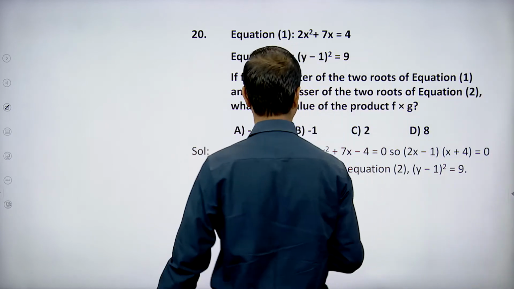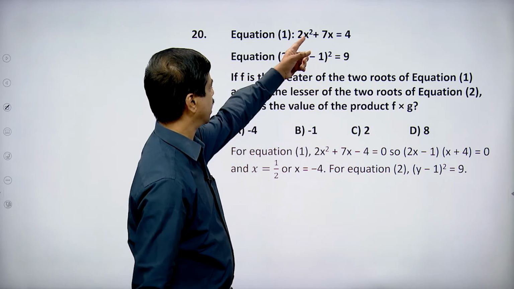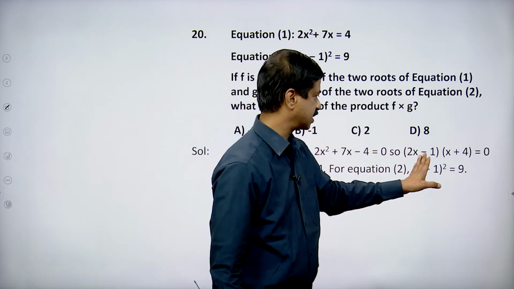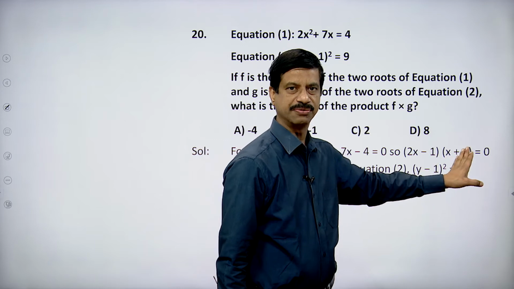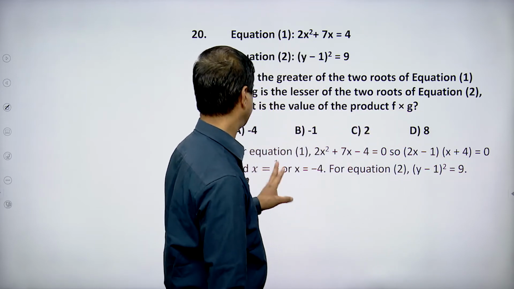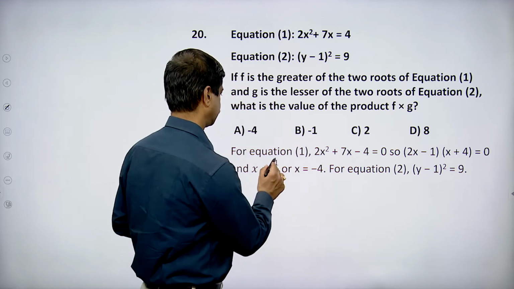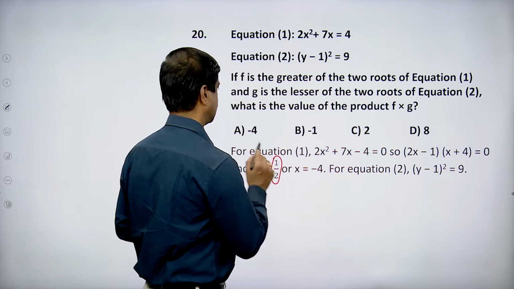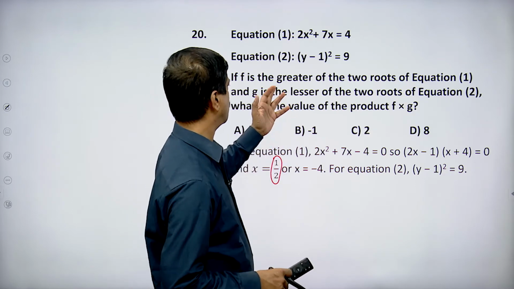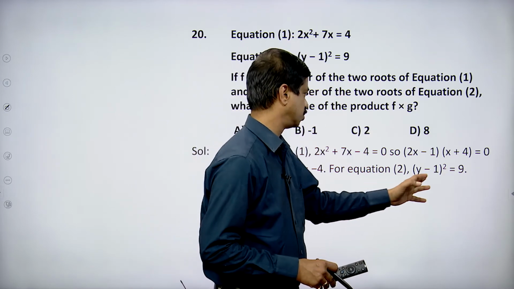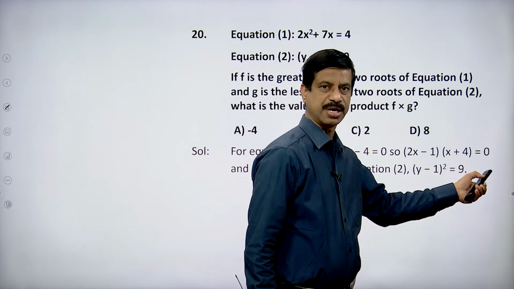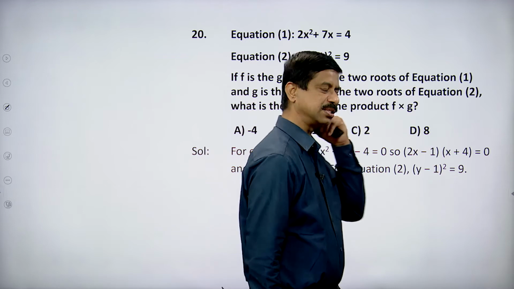Children, it's very simple. Now you find out factors for this. You are getting x equal to half and x equal to minus 4. So the greater of those two is half, that is selected. That is f. Now, g is what? The lesser or smaller of the two roots of this. You can take y minus 1 whole square is 9, so y minus 1 is plus or minus 3, root 9 is 3.